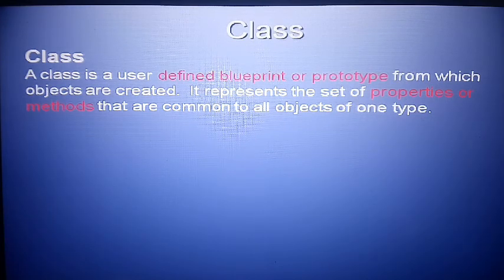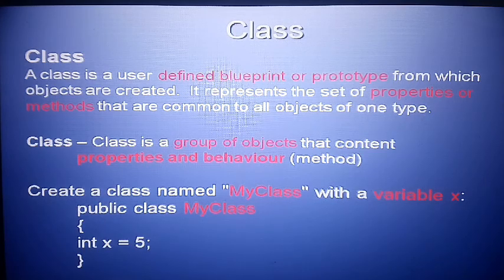A class is a user-defined blueprint or prototype from which objects are created. It means many objects can be created from the class, which are common to all objects of one type. The second definition: a class is a group of objects that contain properties and behavior. Property means the data type and behavior means the methods and functions.